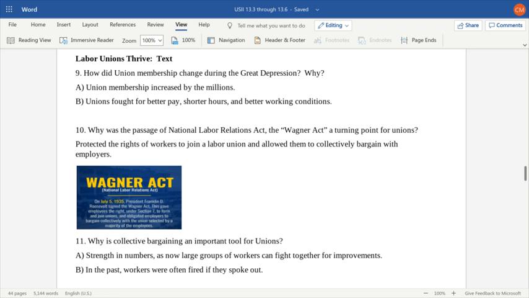The Wagner Act protected the rights of workers to join a labor union and allowed them to collectively bargain with employers. It was signed into law on July 5th, 1935. President Roosevelt signing the Wagner Act. This gave employees the right under Section 7 to form and join unions, obligated employers to bargain collectively with the union that was selected by the majority of the employees.